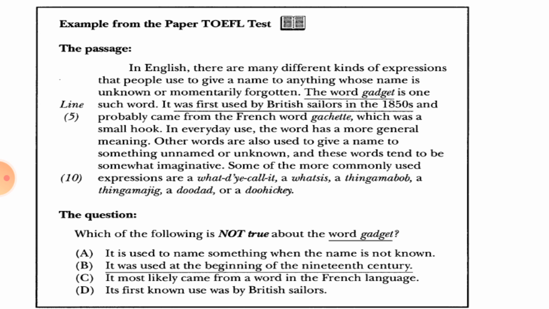As you notice here, answers A, C, and D are true according to the passage. Therefore, no one of them can be an answer to this question. Answer B is the best answer because it is mentioned in the passage that the first use of the word gadget was in the 1850s. That is in the middle of the 19th century, not at the beginning of this century as stated in this answer. So answer B is the best answer for this question.